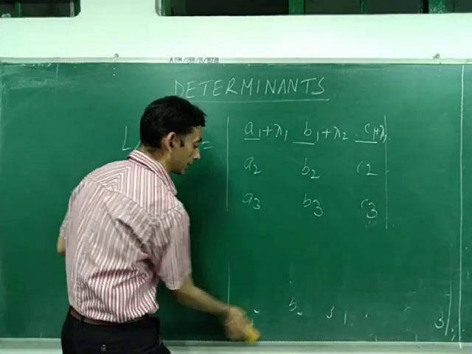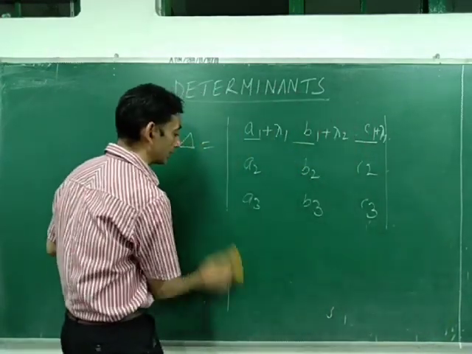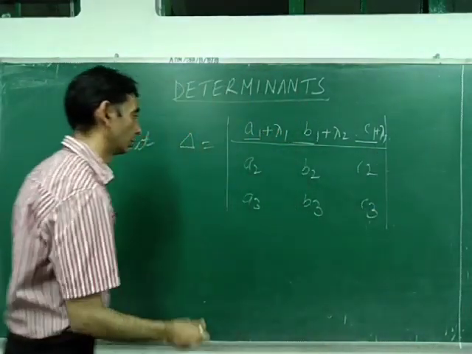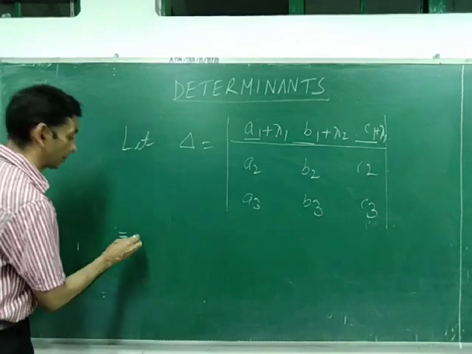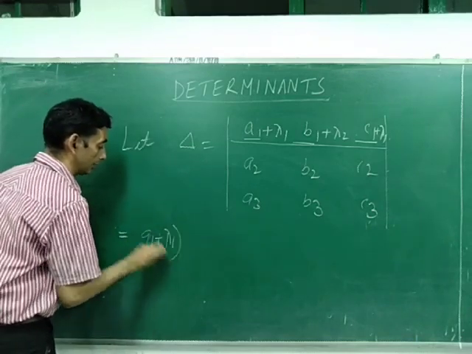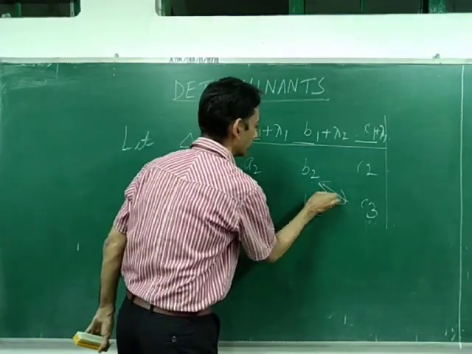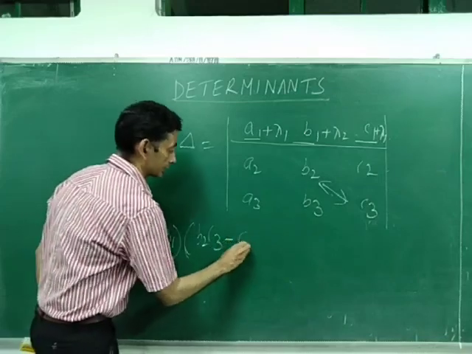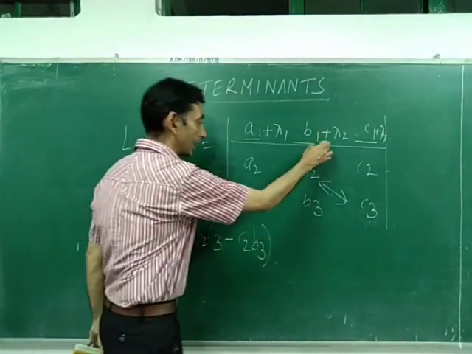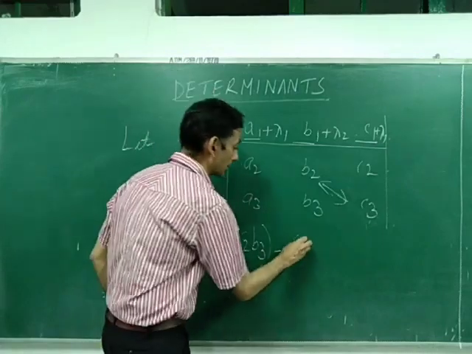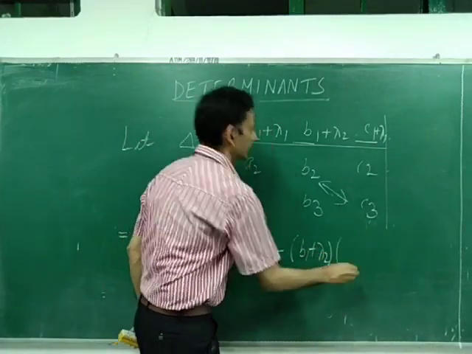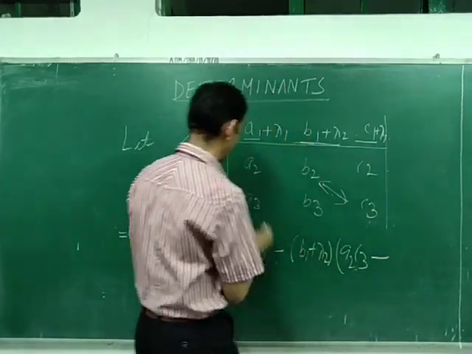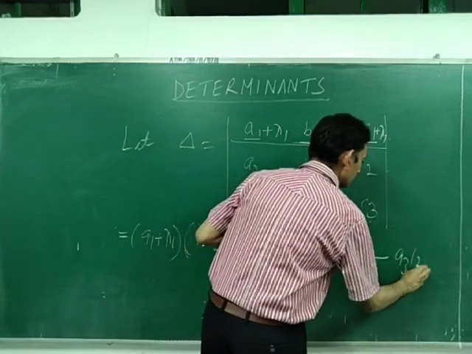To verify this property, we can simply expand this determinant along the first row. How to expand? We take A1 plus lambda 1 and multiply it by B2 C3 minus C2 B3. Then the second element, therefore it's a minus sign, so it will be B1 plus lambda 2, and then, since it is the second element, we multiply A2 C3 minus A3 C2.